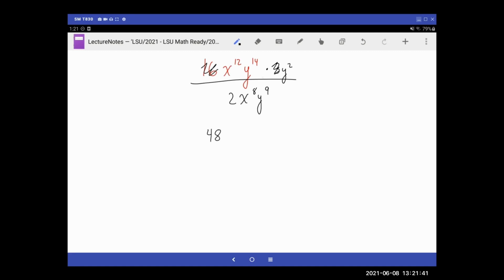X to the 12th, I don't see any other x's, so I'm just going to go ahead and say, all right, x to the 12th. So that's taken care of, that's taken care of, oops, that's taken care of. I have y's now, y to the 14th times y squared. So remember what an exponent is, right? Y to the 14th just means y times blah, blah, blah, y, 14 times, right? Times y squared, which is 2 more y's. So we have 14 y's and another 2 y's, 16, right? So all I'm doing is adding those exponents together. That's why that rule works.